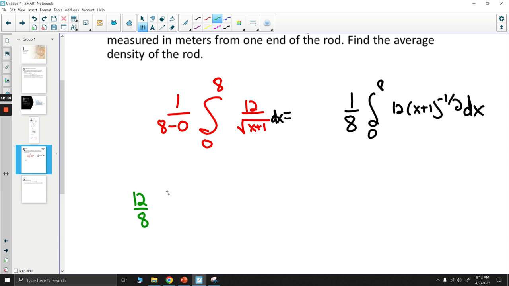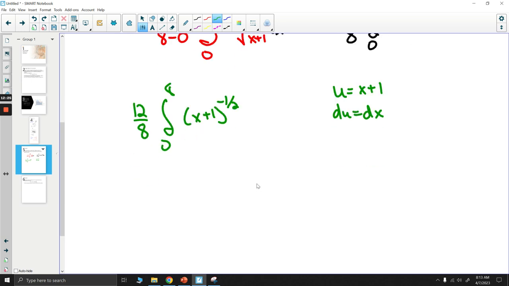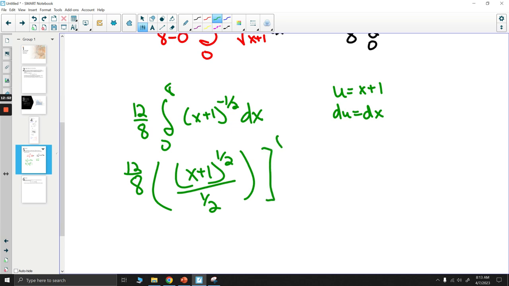So we have 12 over 8 times the integral from 0 to 8 of x plus 1 to the negative 1/2. Again, if you choose your u to be x plus 1, then your du is just dx. So that's why there's really no need to use u sub. But again, if it helps you, you're welcome to do that. So we raise this power by 1. This would be x plus 1 to the 1/2. And we divide by this new power, 1/2, and then we would divide by whatever's being multiplied by x here, since it's linear, but it's just 1, so we don't have to worry about it. We have 12 over 8 outside, and we're going to take this from 8 to 0.